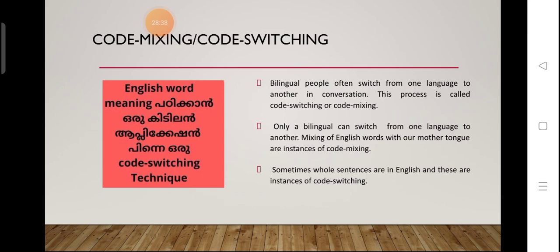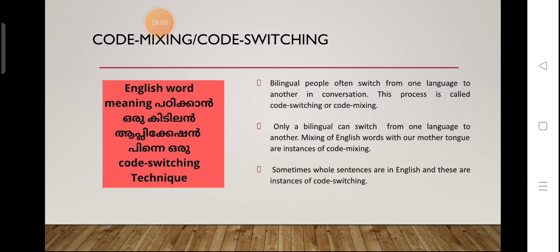Then moving on to another important thing, that is code mixing or code switching. See, bilingualism is now familiar to us. Bilingual people actually switch from one language to the other during their conversation, and this process is called code mixing or code switching. And we are all people who use this code switching or code mixing in our conversation.